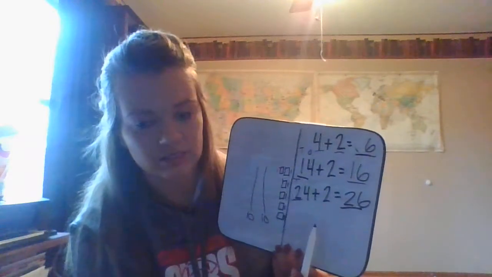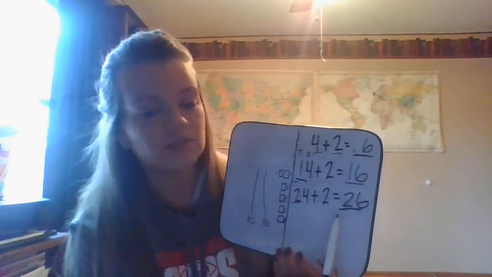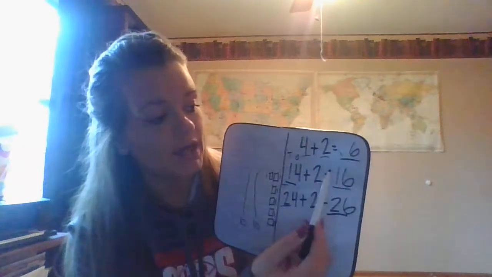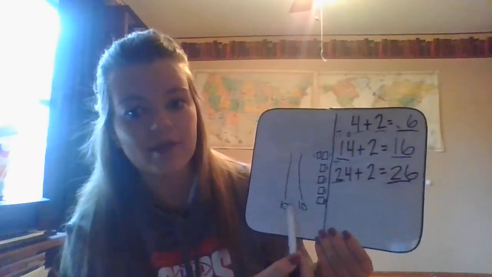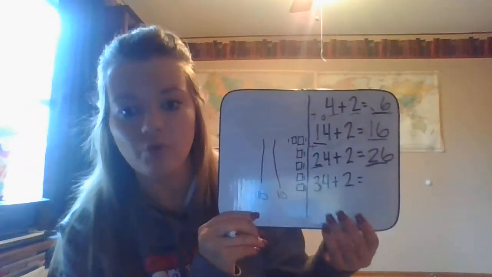They're all in the 1's place. Okay, my 10's place is the only thing that's changing. It's going up by 1 every time I add a group of 10. So what if Miss Paris said 34 plus 2? So what do you think 34 plus 2 would be?